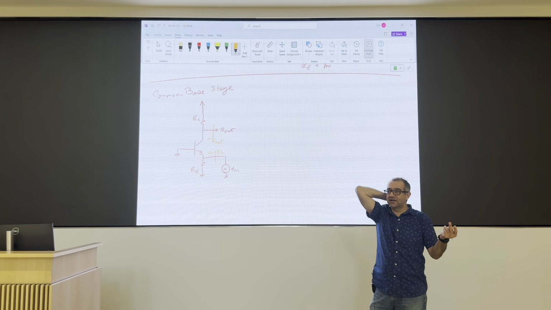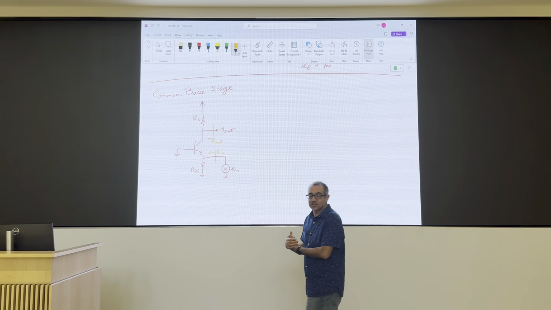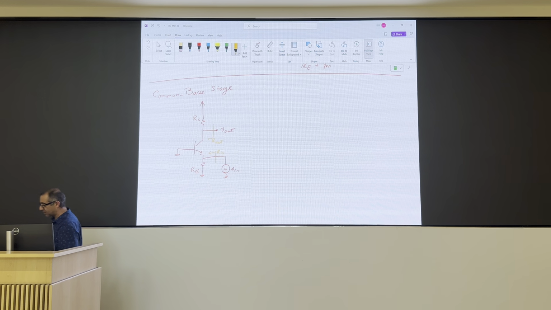Voltage buffer? Let's just hope that it gives us some voltage gain. Let's just do the analysis and figure it out. Otherwise, we're wasting time.